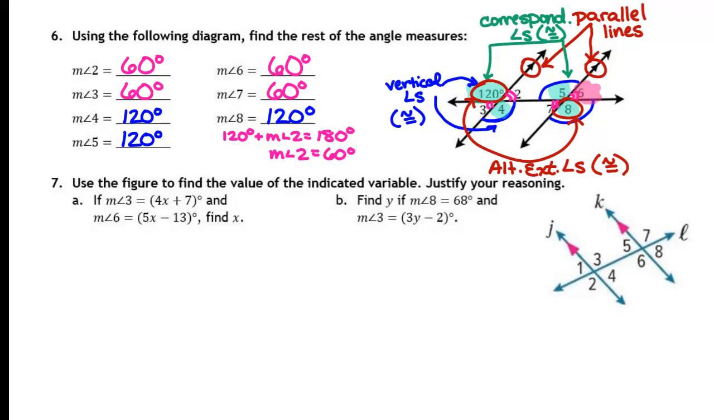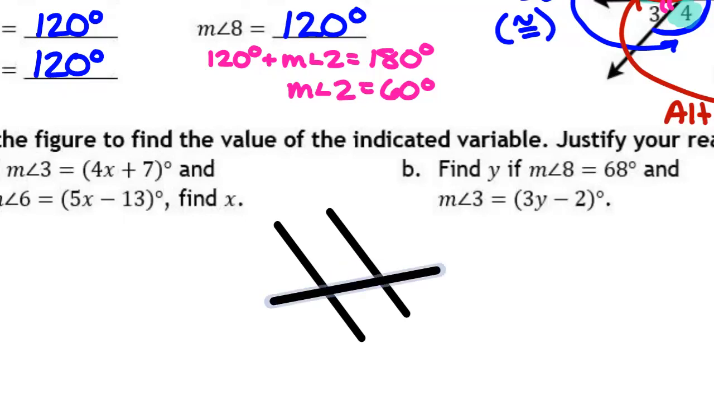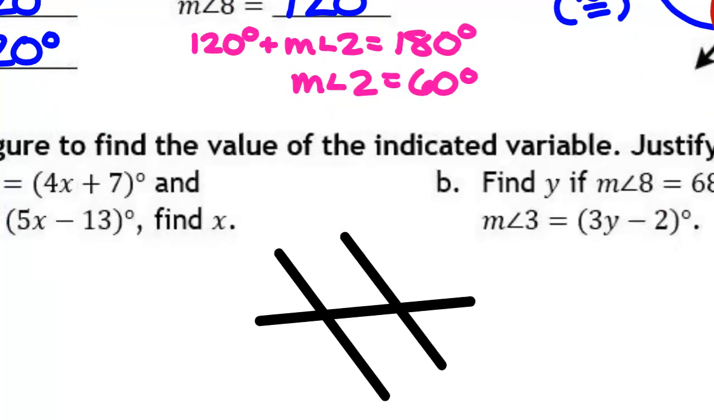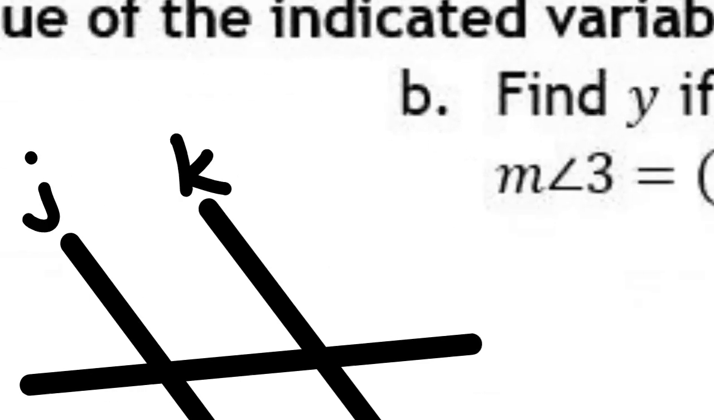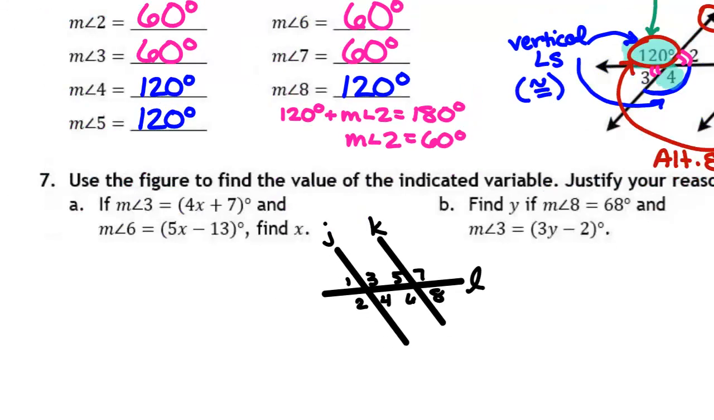All right, let's see if we can use some of these angle relationships to solve some problems. We're going to look down at number 7, problems A and B. Let's look at A first. I'm going to redraw the picture that we're given here so that I can mark it all up. We have lines J, K, and L. Then we have angles 1, 2, 3, 4, 5, 6, 7, and 8.